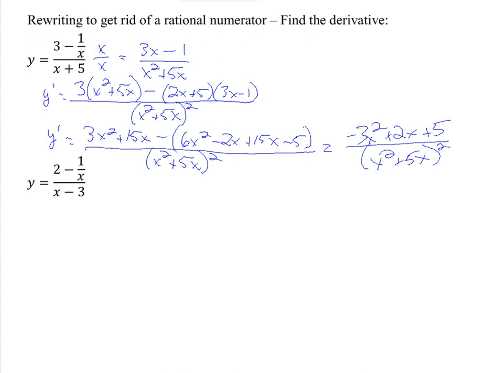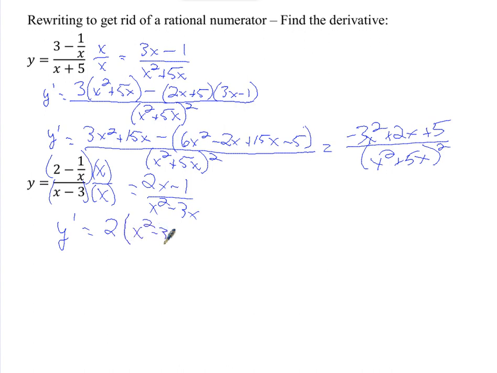Let's do this one now, and I'm going to give you one more before the end of the day. So I need to do what? Multiply the top and the bottom by x, and that is going to be distributing. So this becomes 2x minus 1 over x squared minus 3x. Okay, so now we're ready. Y prime equals. So f prime, which is 2, times the original g, which is x squared minus 3x. See, it's fun to say.